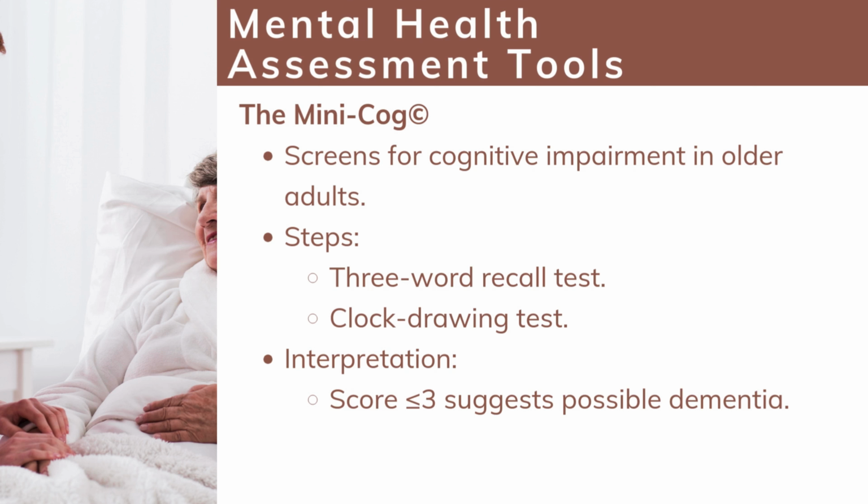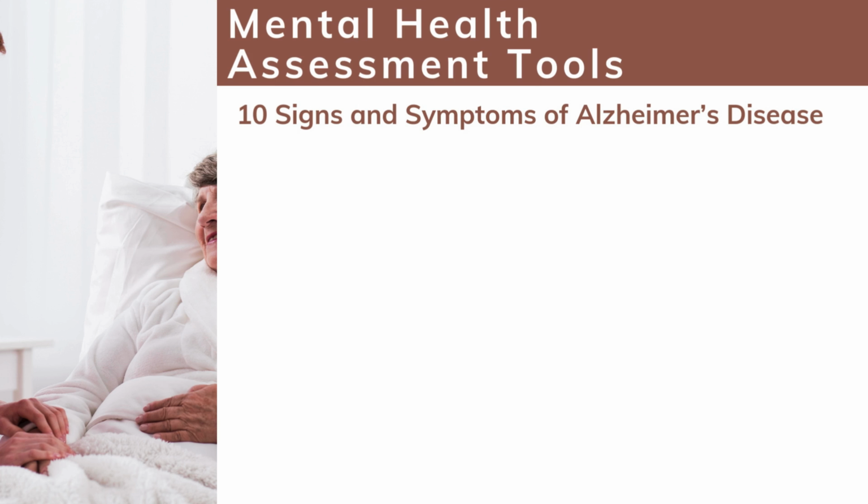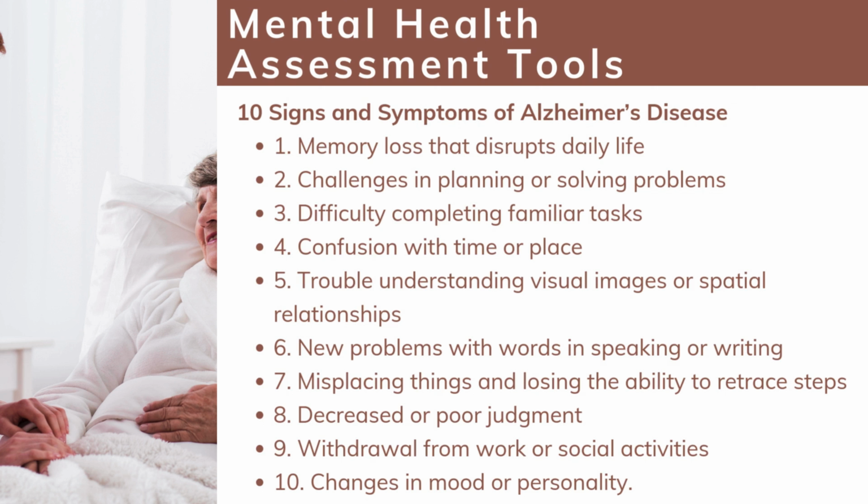For example, if a patient forgets 2 out of 3 words and cannot accurately draw a clock, this raises concerns about early Alzheimer's disease or mild cognitive impairment. The 10 signs and symptoms of Alzheimer's disease. Alzheimer's disease is a progressive neurodegenerative disorder that primarily affects memory, problem solving, and behavior.